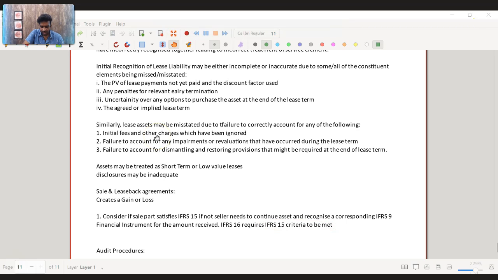So these are the risks that we would note down when it comes to lease contracts. This is the same thing that you can write for your 50-mark question as well, but be very clear and explain it in a much deeper way that will help you to pass the paper easily.